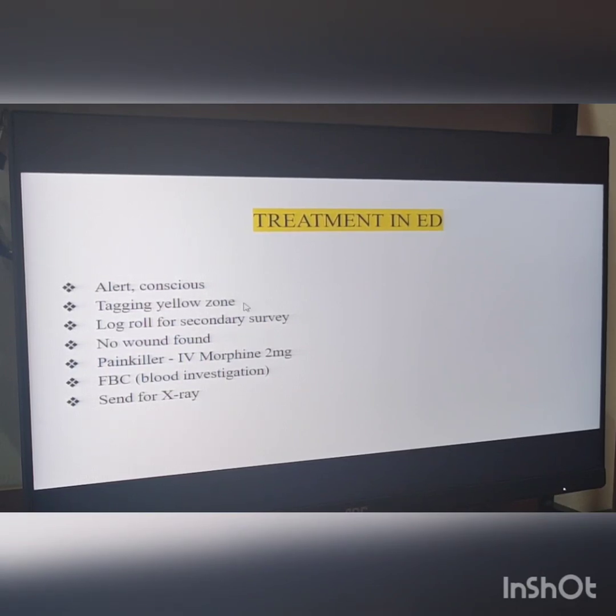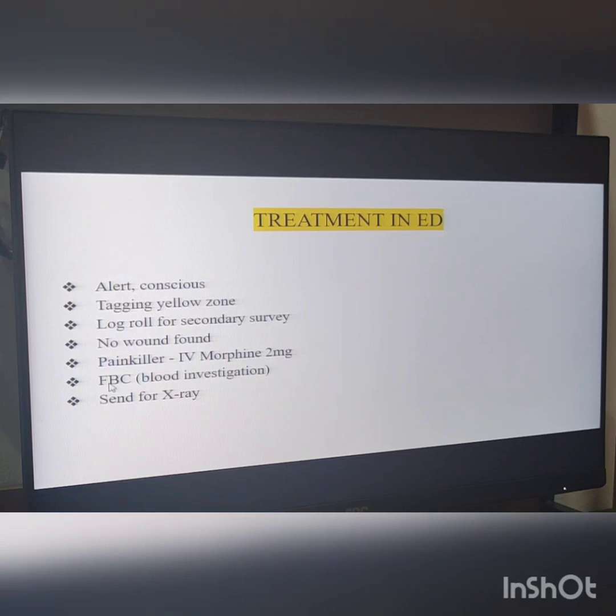So myself with my houseman and the MO, we did a log roll for secondary survey. We opened up his t-shirt, the pants, everything, and changed him to the hospital patient suit. No wound was found at the back, no spinal tenderness, no cervical tenderness, no bleeding, no ENT bleeding. The patient was alert, conscious, and giving his history nicely to the doctor. The pain score was still the same, 6 to 7, so the doctor decided to give IV morphine 2 mg.